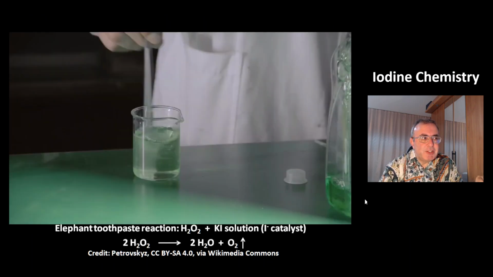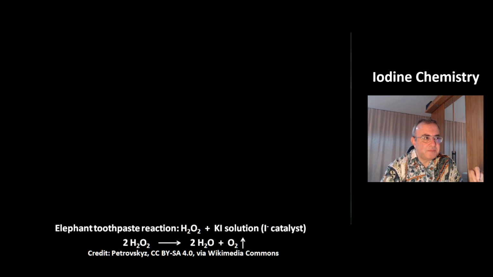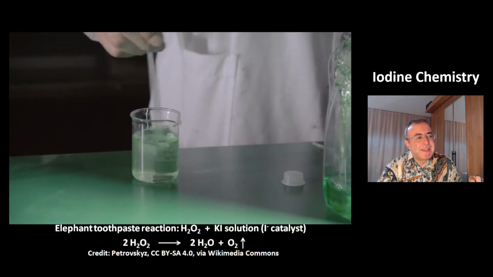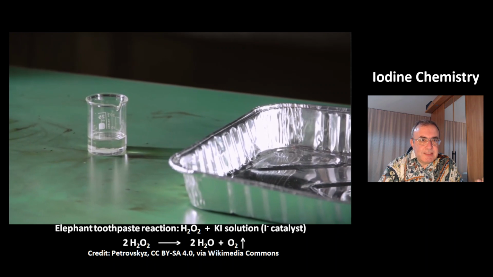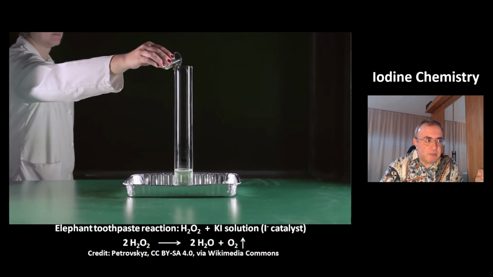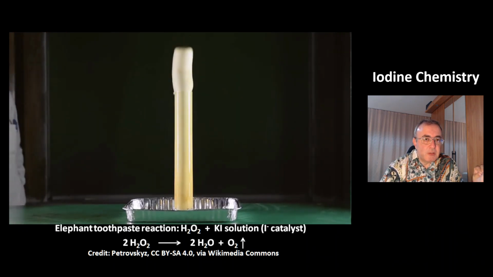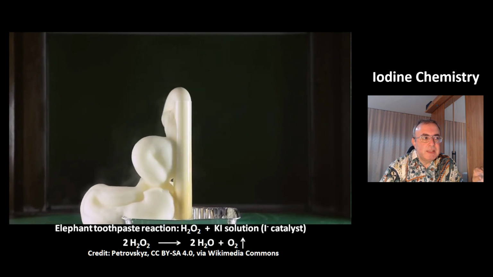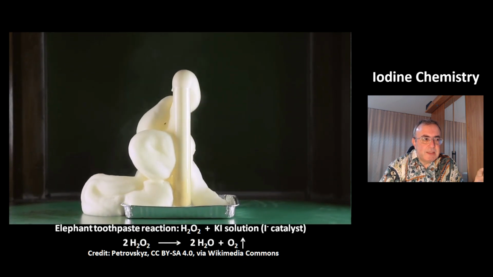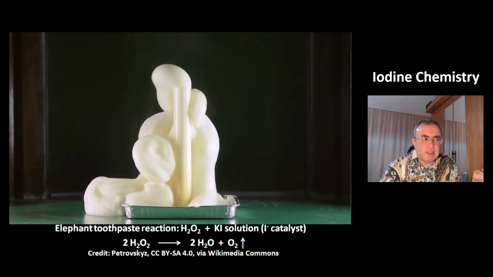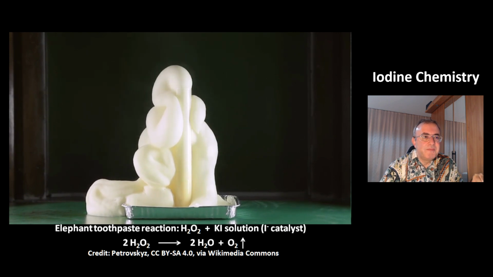This interesting reaction is called the elephant toothpaste reaction. It's the reaction of hydrogen peroxide with potassium iodide. Iodide works as a catalyst. I hope this works. And this is a disproportionation reaction. The hydrogen peroxide is oxidized and reduced at the same time. And the oxygen gas makes this foam.